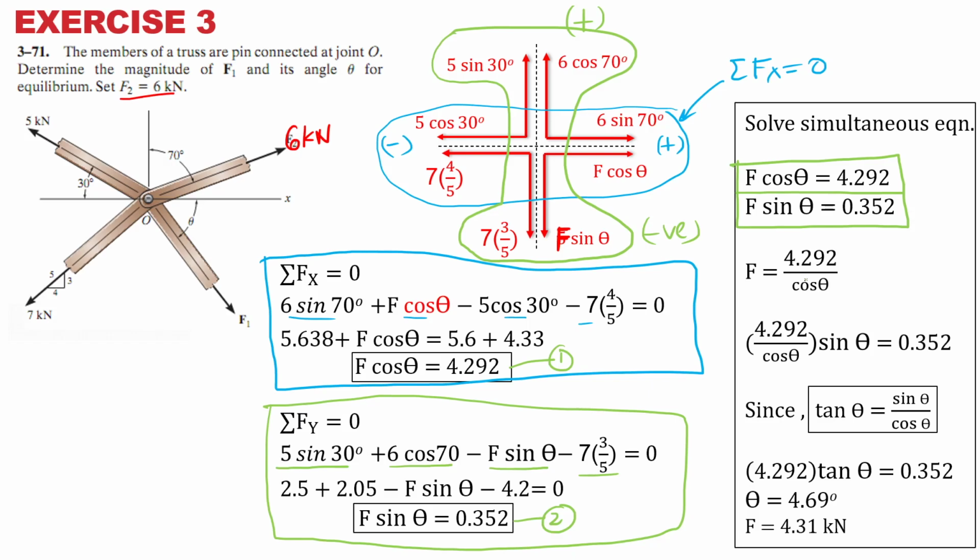This one comes from here. Cos theta, bring it down, you get F. So F equals this, right? What do you do with this one? Plug it in directly here. When you plug in here, you get this. Sin theta equals 0.352. And then you can use this identity: tangent theta is equal to sin theta over cos theta. Plug in again, you're going to get tangent. So solve for tangent theta. You get this, and you get this.